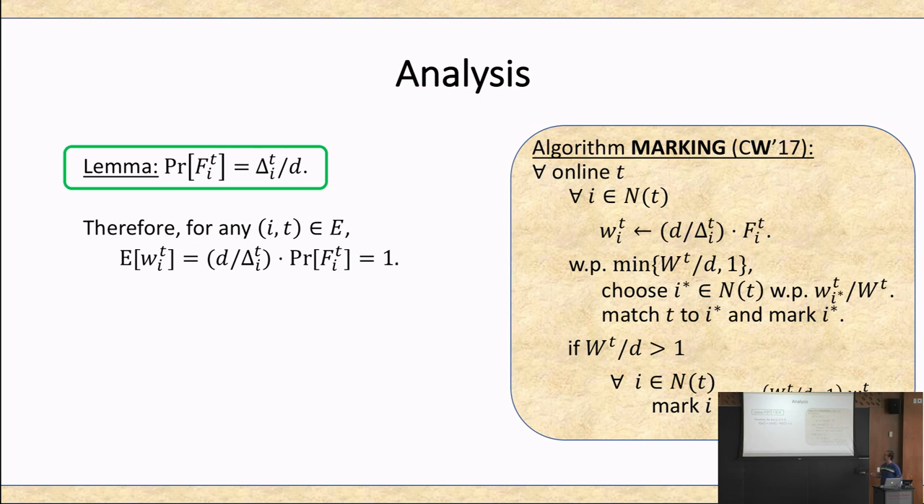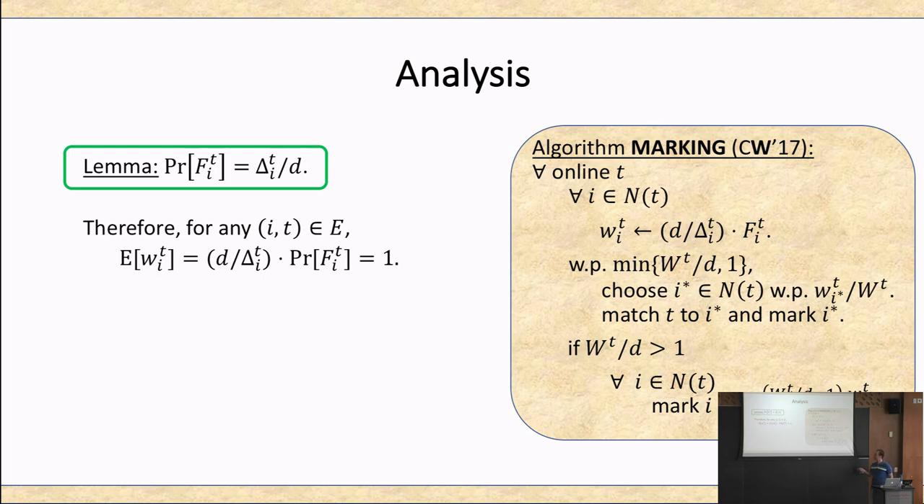Delta ti, no. Delta ti is just some value, right? Your degree at this time. Okay. But it's a random variable, right? No. Delta ti is just, at time t, your degree so far, right? Your residual degree right now. It just depends on the degree. It's not matched or unmatched. It's literally your degree.